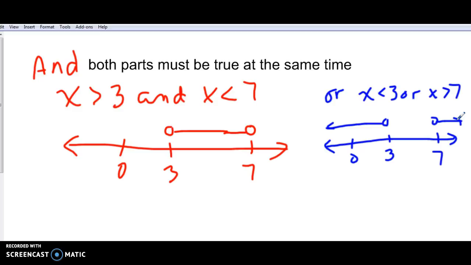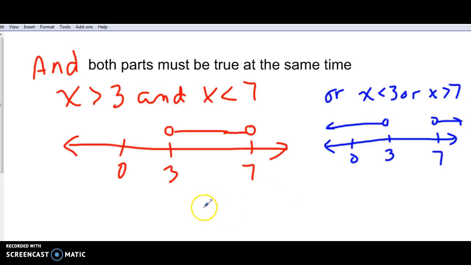So they don't have to be true at the same time, because if it's an or, if I say, do you have brown hair or are you a boy? You're going to say yes if you have brown hair, and you're going to say yes if you're a boy. So both of those parts are part of the solution. If it's an and, they have to be true at the same time. If it's an or, it's one of each.